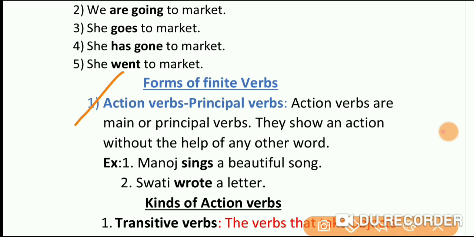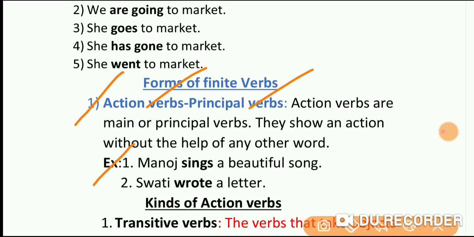Action verb means what? The main verb or the principal verb. The verb which works without the help of any other word and which has a meaning itself. It has its own meaning. It doesn't take the help of any other word. It shows its meaning. That is what we call the main verb, principal verb or action verb.